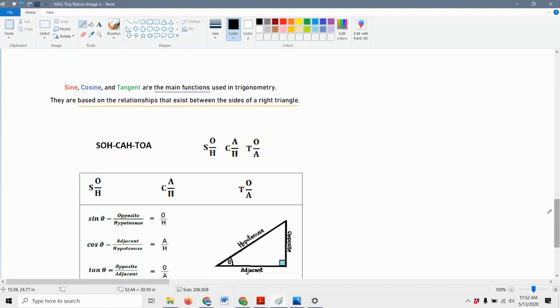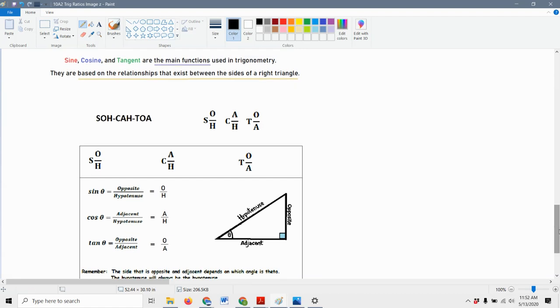Alright, so when we do trig, we're going to use some functions, and they are called sine, cosine, and tangent. These are the main functions in trig. And really, they're based on the relationships that exist between the sides of the right triangle, those sides that we just learned how to label. Here's theta. Opposite to the 90-degree angle is our hypotenuse, and we always just label that H. The side that's actually touching theta, as you guys will remember, we label that A. That's our adjacent side. Then all the way across the triangle is our opposite side.